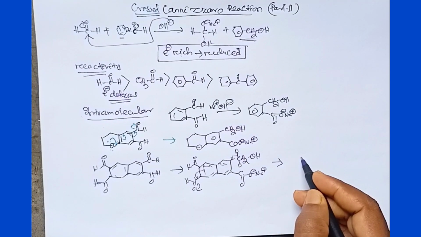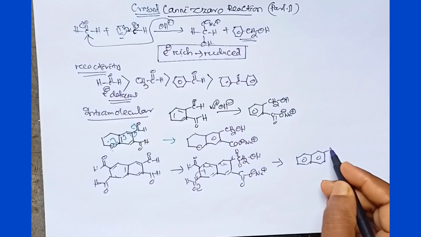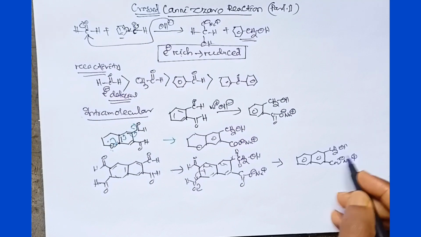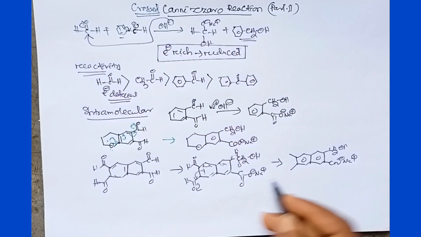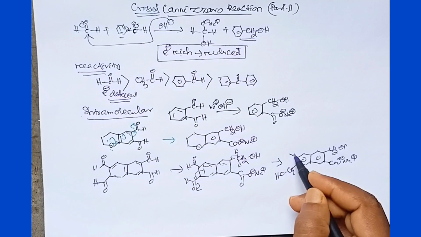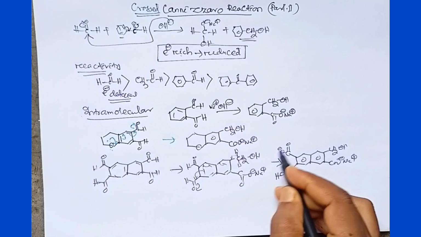So on this basis we can write the product here. This is alcohol and this is the sodium salt of carboxylic acid. This is what is electron rich; electron rich means it is reduced, and the electron deficient one will be oxidized. So this is our final product in this reaction. Let's take one more last example.